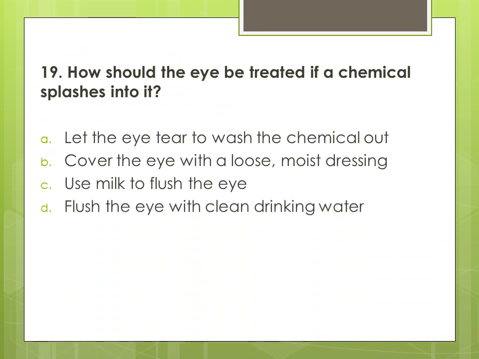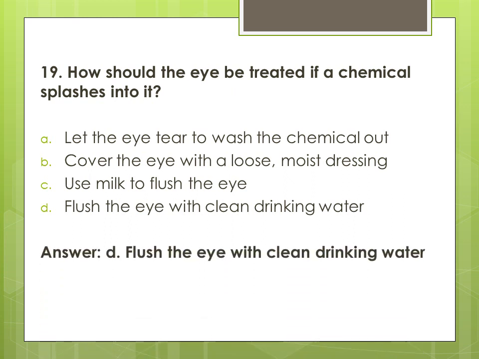19. How should the eye be treated if a chemical splashes into it? Options are A. Let the eye tear to wash the chemical out, B. Cover the eye with a loose moist dressing, C. Use milk to flush the eye, and D. Flush the eye with clean drinking water. Correct answer is answer D. Flush the eye with clean drinking water.